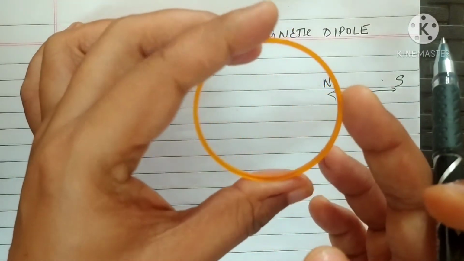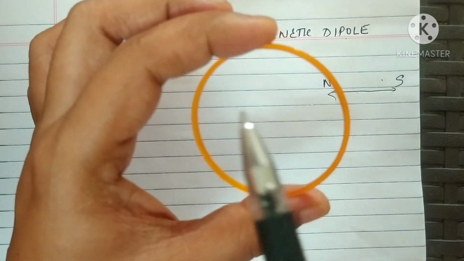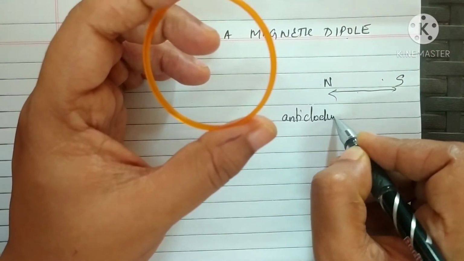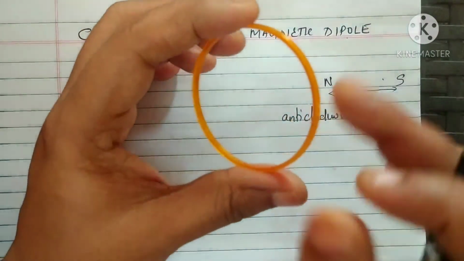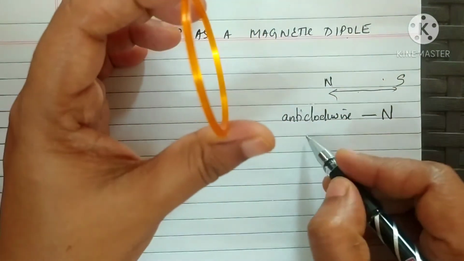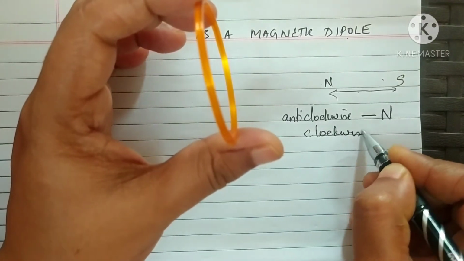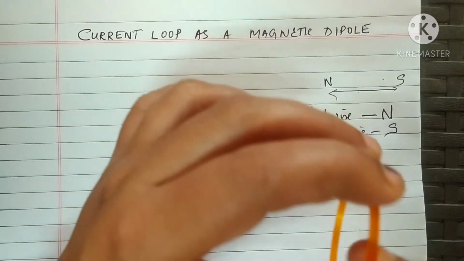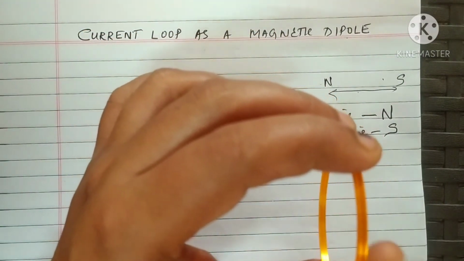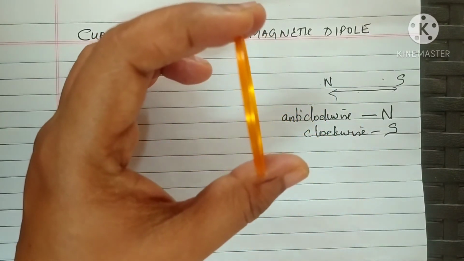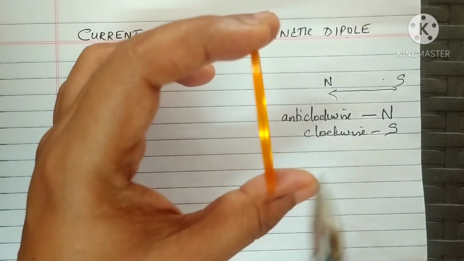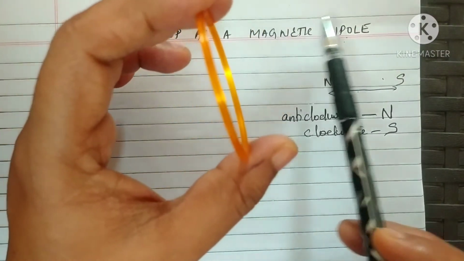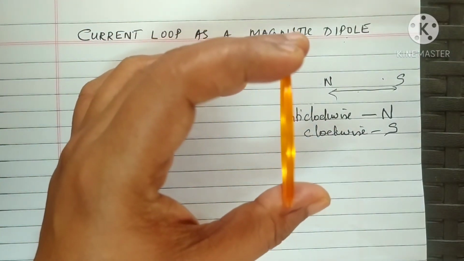So the anti-clockwise direction will always behave like a north pole, and the clockwise direction will behave like a south pole. Understood? So in the same current loop, we have two poles on either side. If there exist two poles, we call it a dipole. So the current loop will behave as a magnetic dipole.